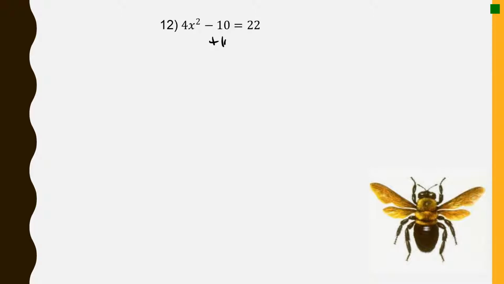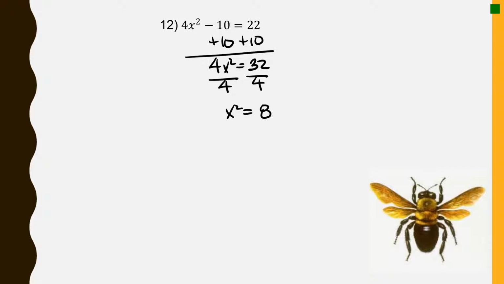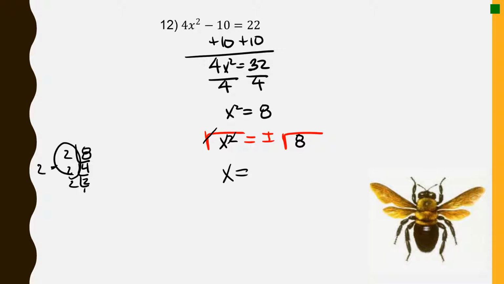All righty, I'm going to add 10 to both sides. So I have 4x squared equals 32. I'm going to divide both sides by 4. So I have x squared equals 8. Then I'm going to go to the square root thing. Remember, the reason I'm doing the square root on both sides is because I only have one x term. The square and the square root cancel. Over here, I'm going to hedge 8. So I'm going to divide by 2. And I'm going to bring out 2. So it's going to equal plus or minus 2 outside, square root of 2 inside.